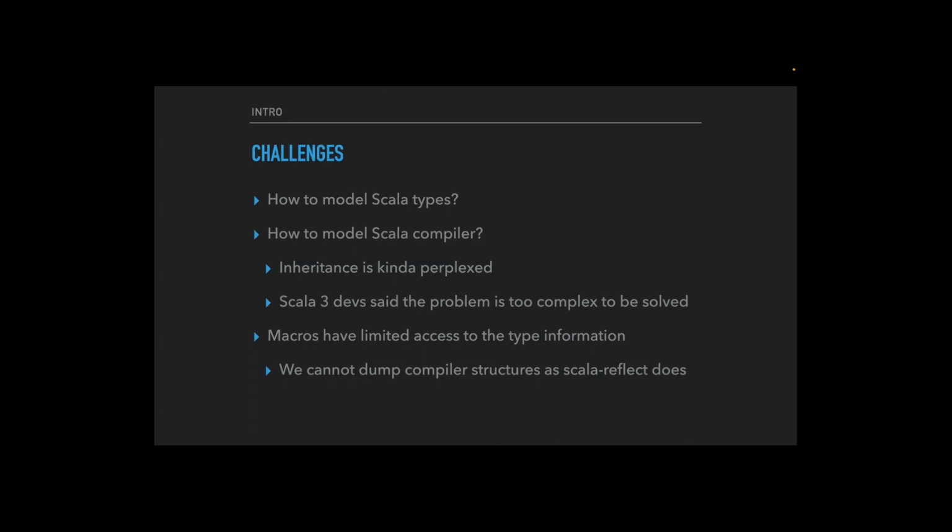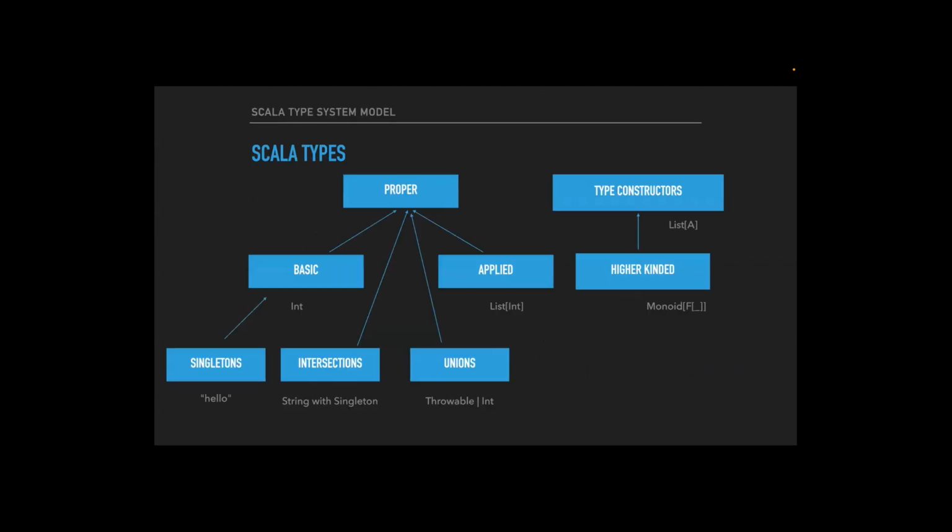Also, there are numerous technical issues, considering that the macros have limited access to the type information and the internals of the compiler. We cannot just dump compiler data structures as Scala Reflect does. And Scala syntax trees themselves are very, very complicated. Now, let's talk a bit about Scala types.